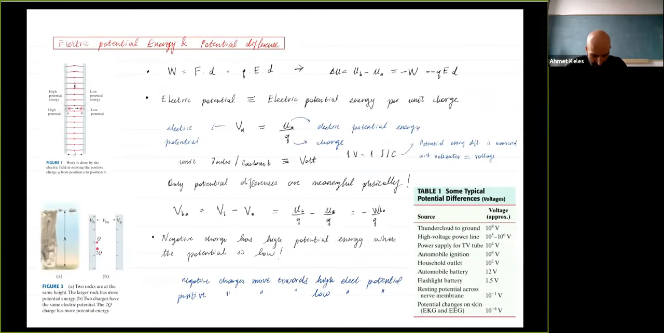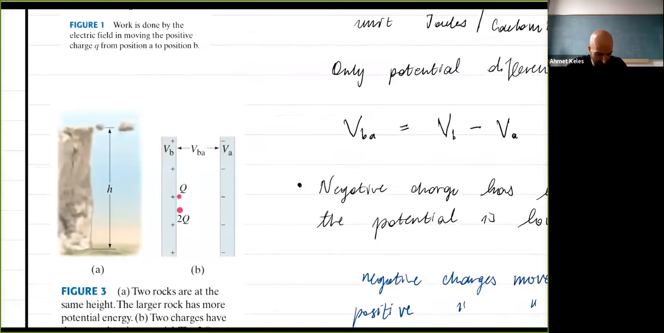All right? Another thing to be careful about is that potential energy also depends on the charge. It's actually similar to what we know, right? If you have a small rock and a big rock at the same height, the big rock has the bigger potential energy because it has the bigger mass. The same thing applies here. If you have a bigger charge, even though the potential or potential difference is the same, the bigger charge has the bigger potential energy because of the charge. Exactly like this.